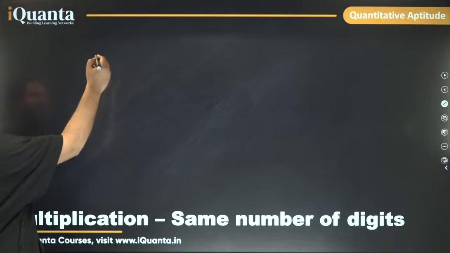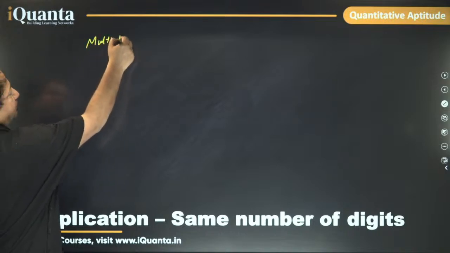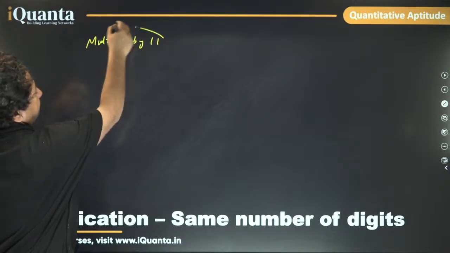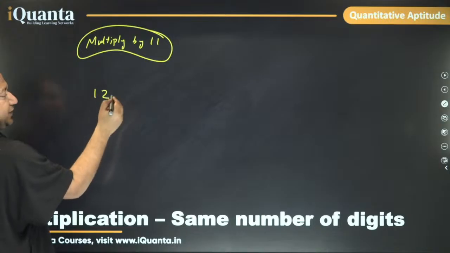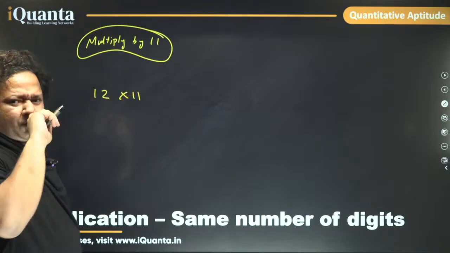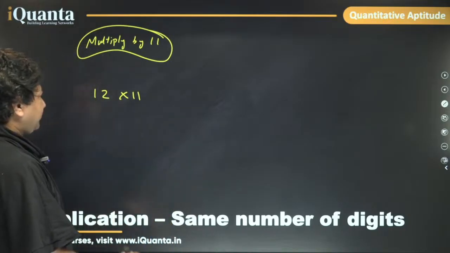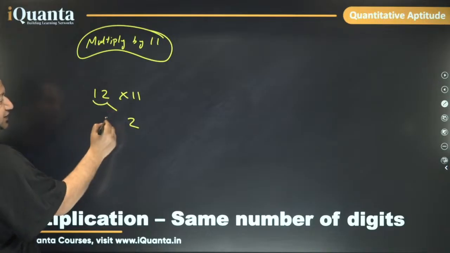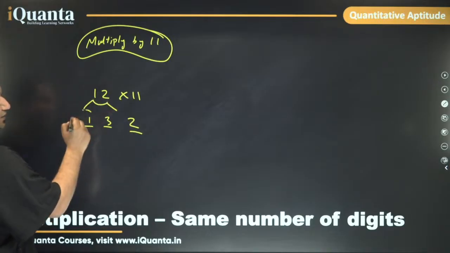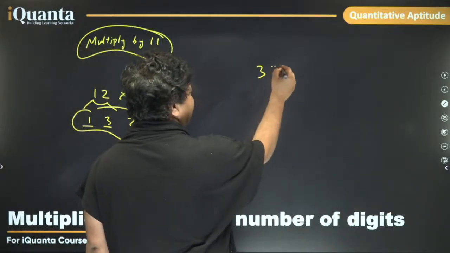When things are multiplied by 11, let's say we have a number like 112 multiplied by 11. You can do it by base system or whatever, but here, what happens exactly? You get 2, then 1 plus 2, that is 3, and then 1. That's it. Done.